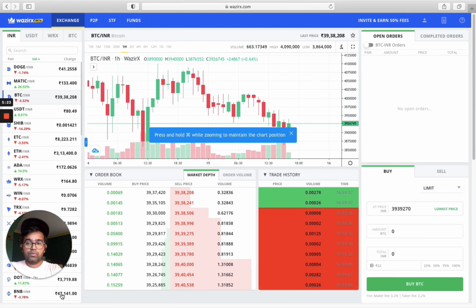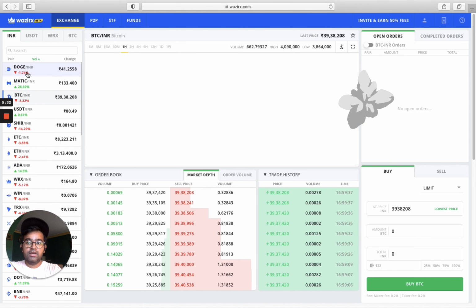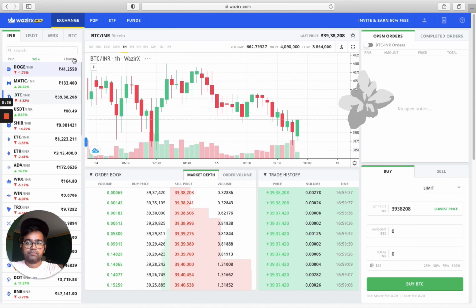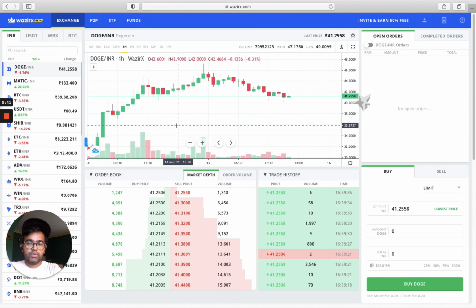So when you log into WazirX, the first thing that you see here will be an exchange. Now, if you look on the left hand side, where my cursor is, I'm clicking on the coin Doge. When I click on it, it says Dogecoin. It shows the entire graph and how it's been doing on an hourly basis, 4 hourly basis, or even a week's performance. So it's as live as that.